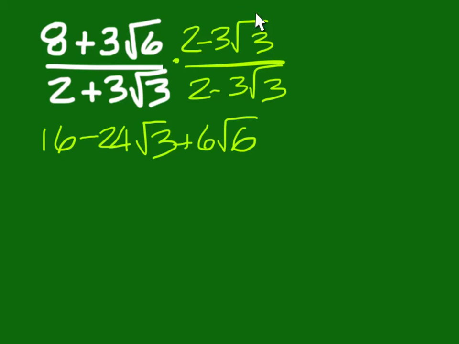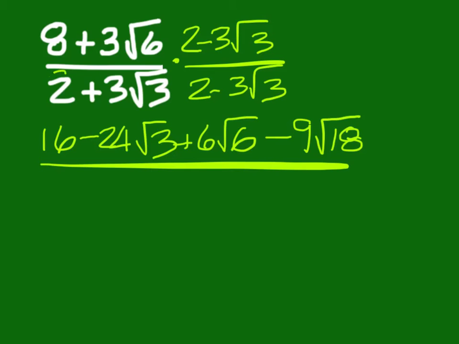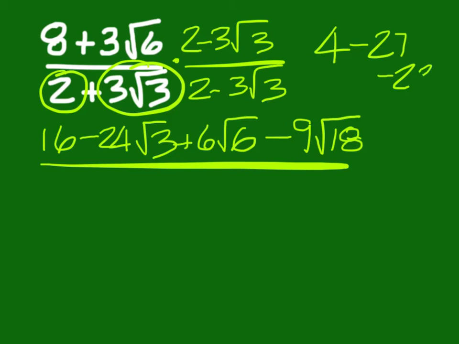Multiply this by this. The sign is going to be minus. You'll have 3 times 3, which is 9. And then square root of 6 times square root of 3 is going to be square root of 18. On the bottom, 2 squared is 4. 3 square root of 3 squared is going to be 9 times 3, which is 27. We just had that. That's a negative 23.